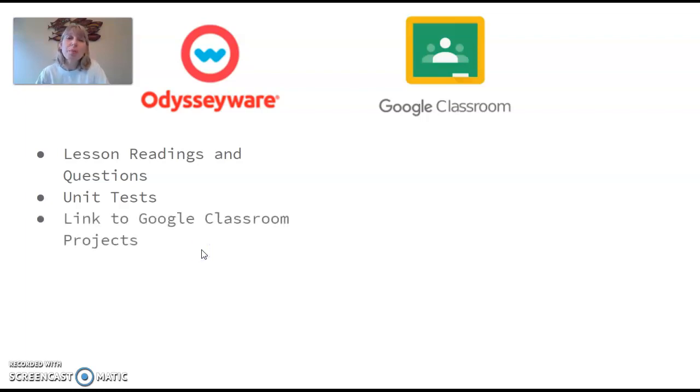You will also be accessing on Odysseyware your projects. So you'll see a project that will come up on Odysseyware, and it'll say Google Classroom. But when you open the project, it'll have a link, and the link will send you to the project. So those will still all be found in Odysseyware. It's also where you're going to get all of the grades for all of your assignments. So Odysseyware will remain the platform that we have to use in terms of the distribution of your lesson readings and your tests and your project links.